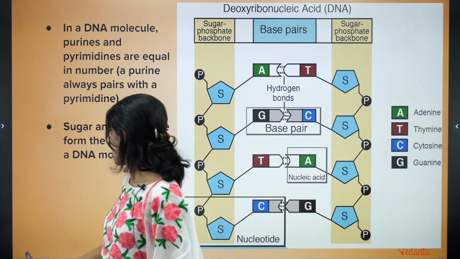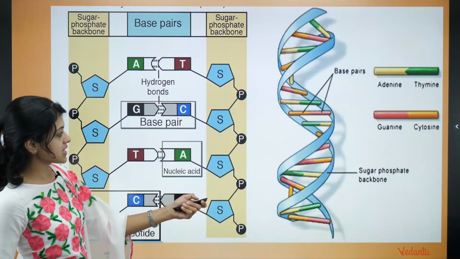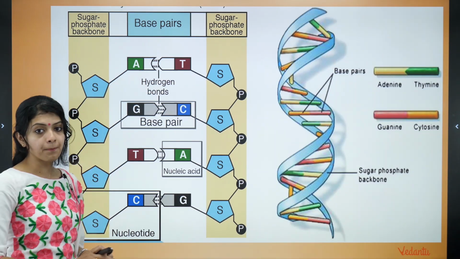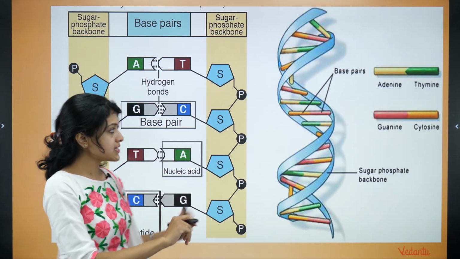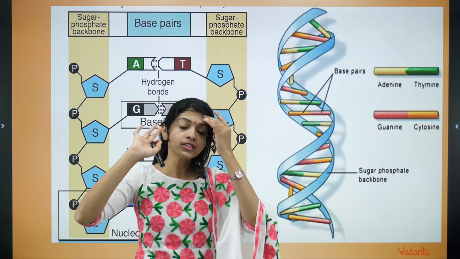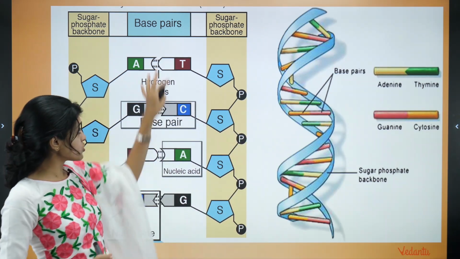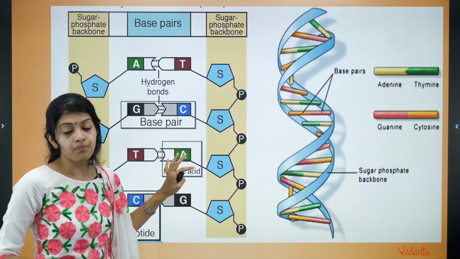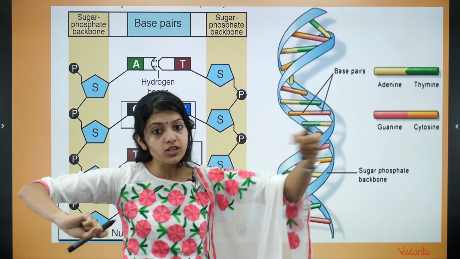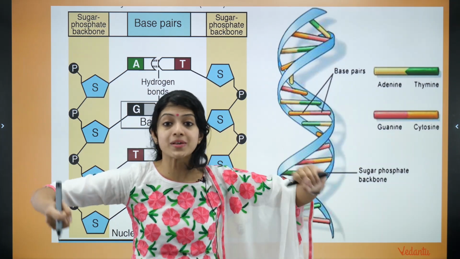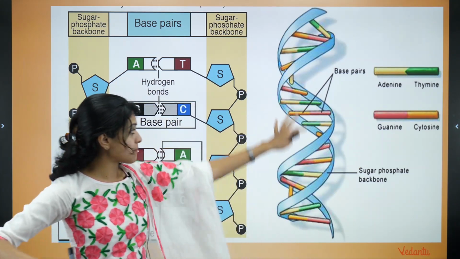Now, let us look at the next image, in which I have compared the image that we have understood now with the DNA image that you are generally familiar with. I told you that you can compare this to a ladder. Now, imagine that I'm holding the two ends of the ladder and just twisting it. It becomes something like this.